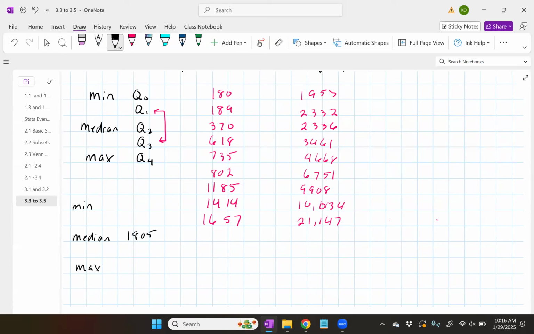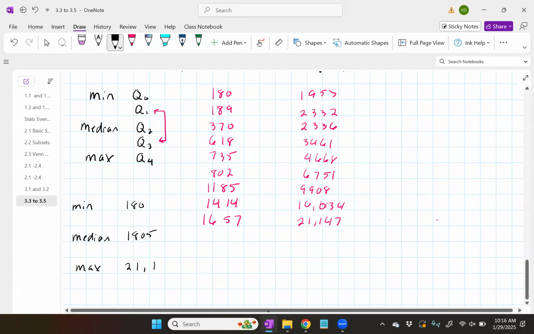My minimum, 180. My maximum is 147. Okay. Those three values we should be familiar with. We did them last time. Our Q1 and our Q3 are a little harder to find.